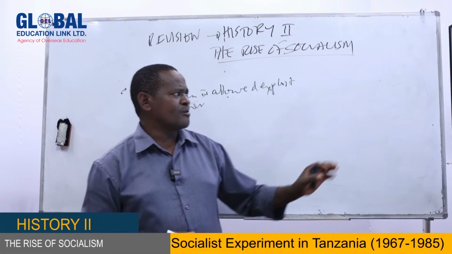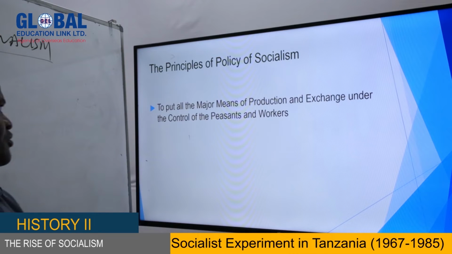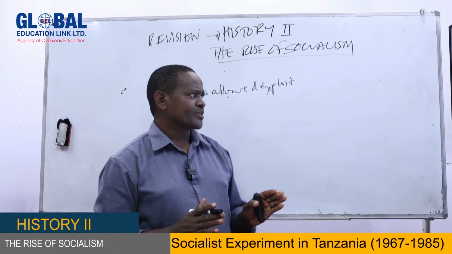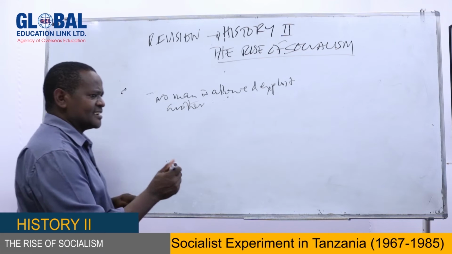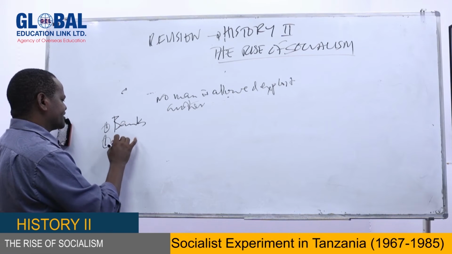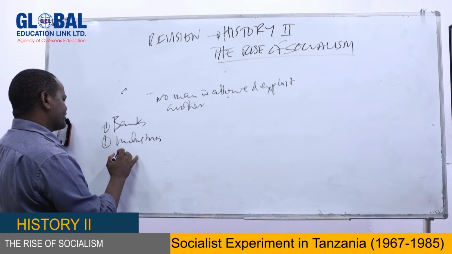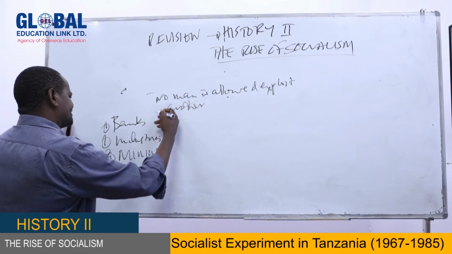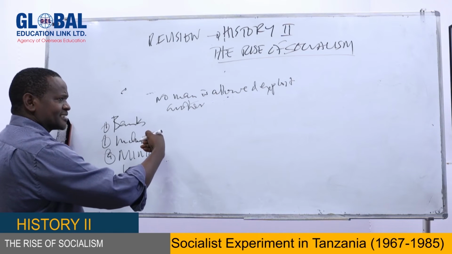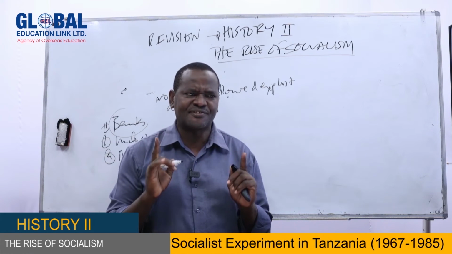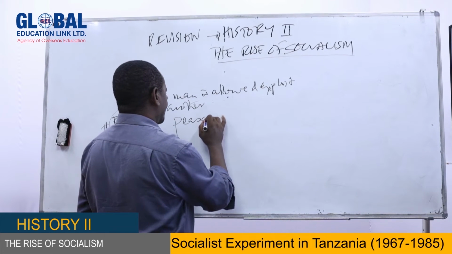The second is that all major means of production and exchange are to be put under the peasants and workers. What does this mean? As I said earlier, my dear students, we are referring to banks. We are referring to industries. We are referring to mining. We are referring to land and so on and so forth. These are the major means of production. And these major means of production, and the exchange, of course, which is the banks, have to be put under the control of peasants and workers.